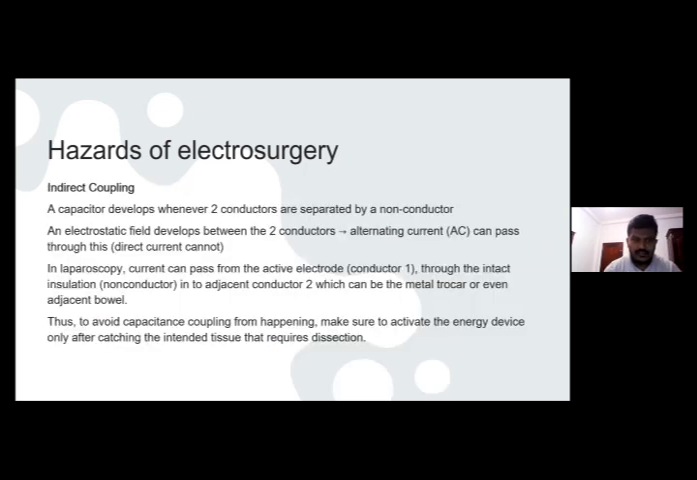Indirect coupling occurs due to the development of capacitors whenever two conductors are separated by a non-conductor. When considering laparoscopy, we usually use an active electrode, and there is insulation which acts as a non-conductor, and we usually also use a metal trocar, which acts as a second conductor. In between, there will be formation of a capacitor that can generate electrical impulses even without activation of the diathermy, which will result in damage to collateral structures.